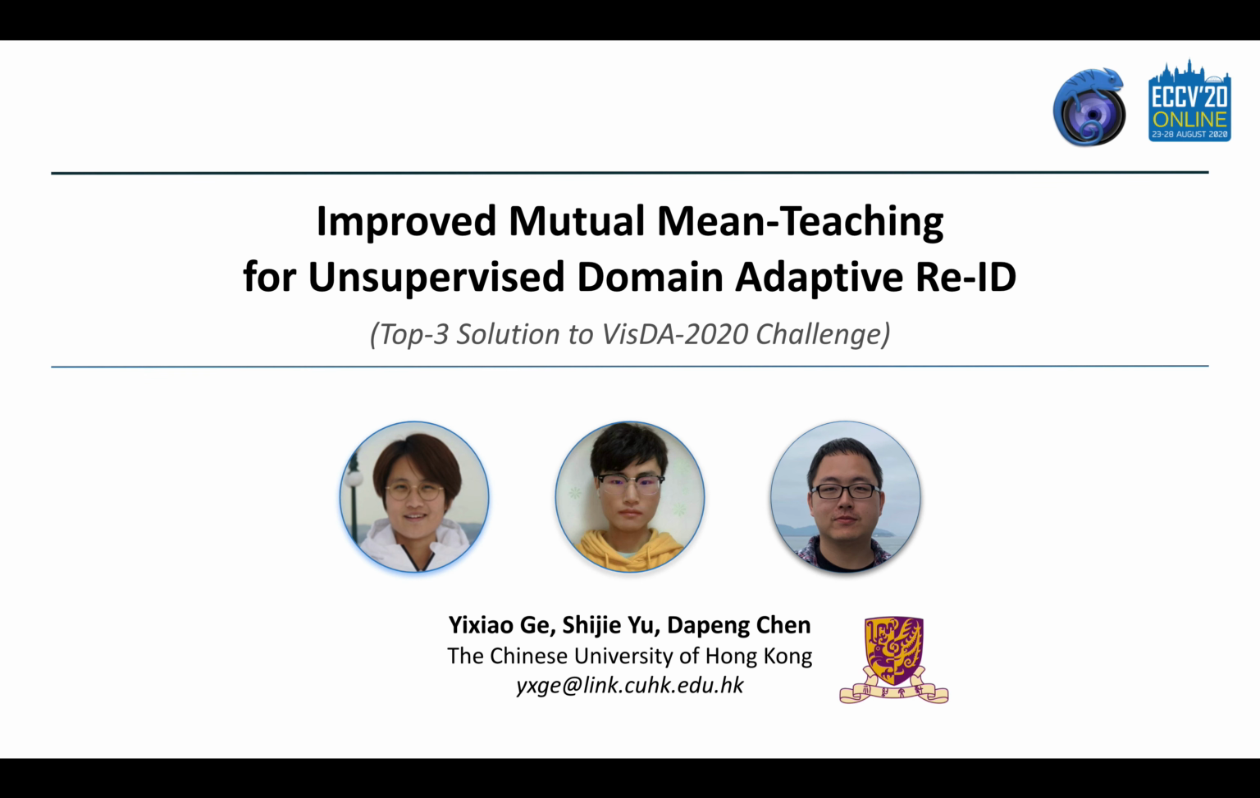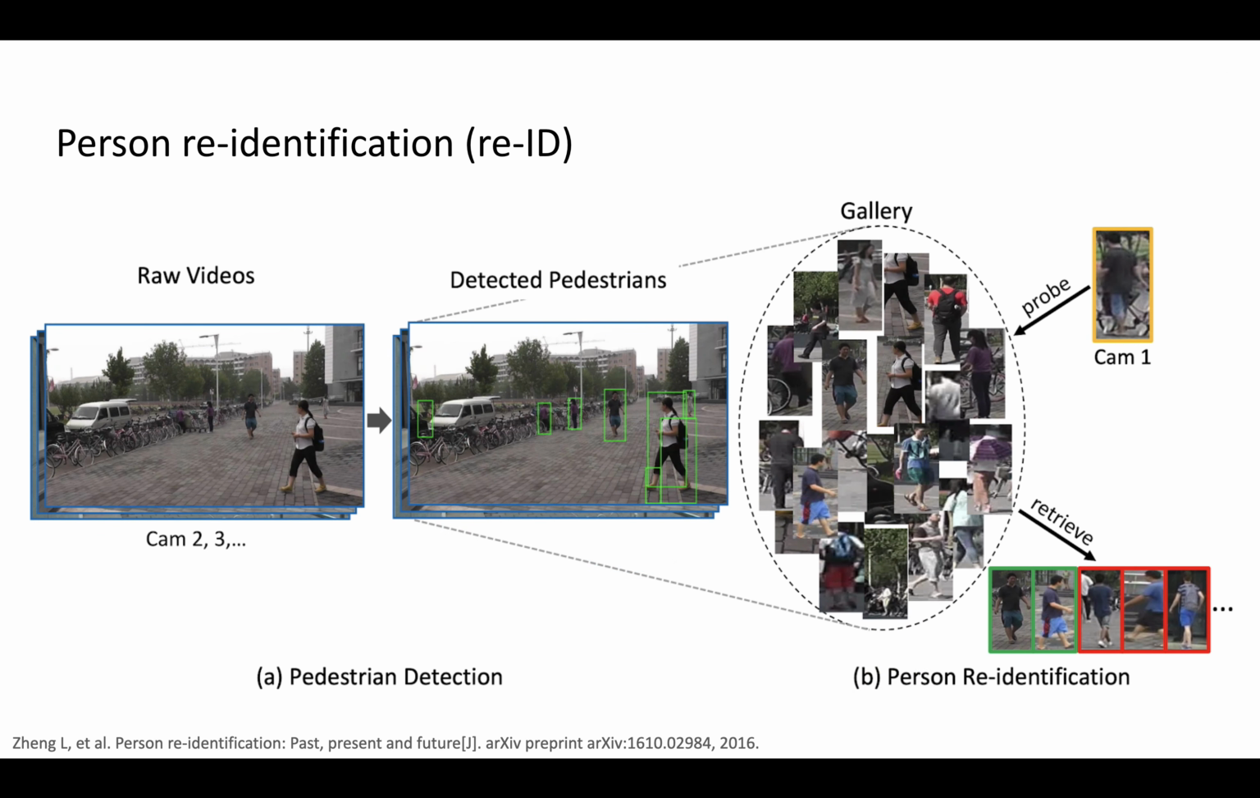In this presentation, I will introduce our work in Visual Domain Adaptation Challenge 2020, and our method achieved top 3 performance on the leaderboard. This year, the Visual Domain Adaptation Challenge focused on the task of person re-identification, or person re-ID in short, which requires to retrieve images of a person of interest across multiple cameras from a gallery of photos.